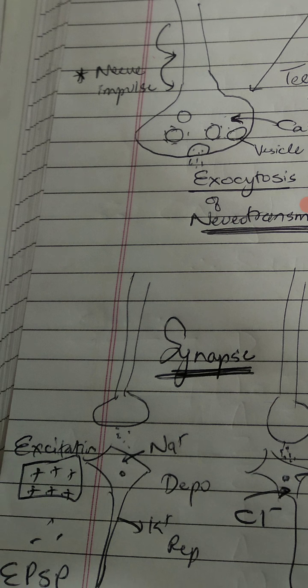When sodium channels are opened up, due to the electrical gradient, sodium enters into the neuron, making the inside of the cell more positive than the outside, and that is causing excitation in the next neuron. Therefore it is called EPSP, excitatory postsynaptic potential. This happens only in the case of excitatory neurotransmitters, for example glutamate and aspartate.